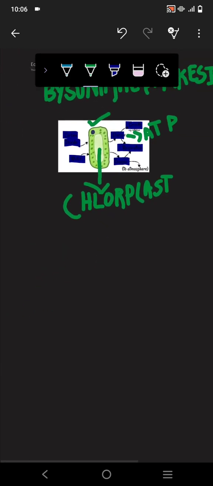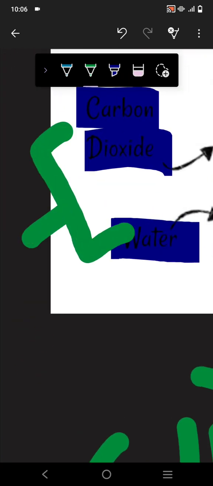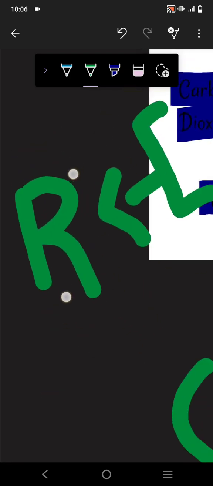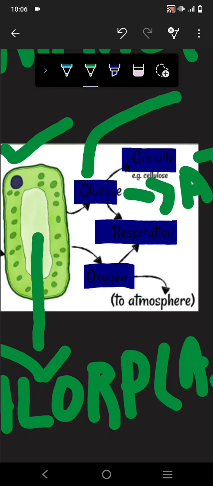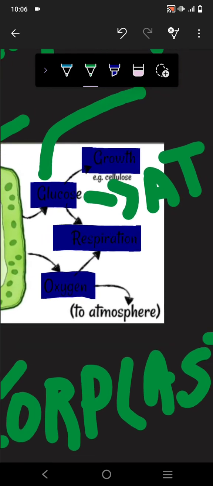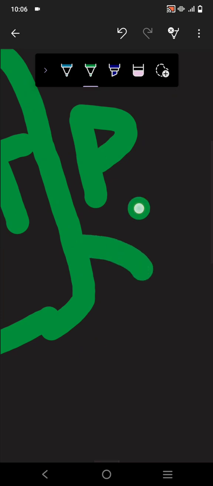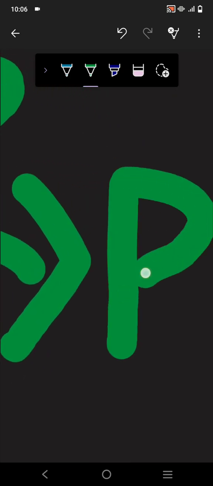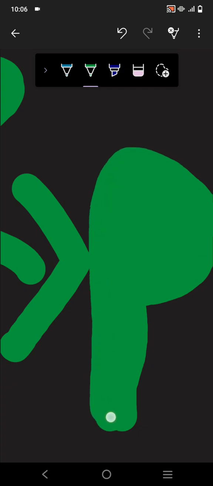So these two are the reactants. These two are the reactants, and these, glucose and oxygen, these two are the result. That means these two are the products.